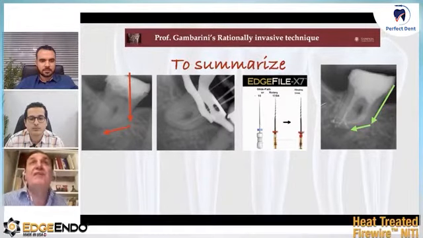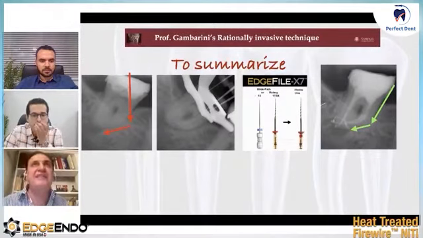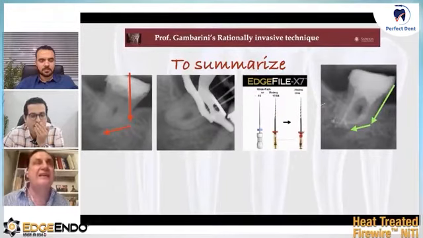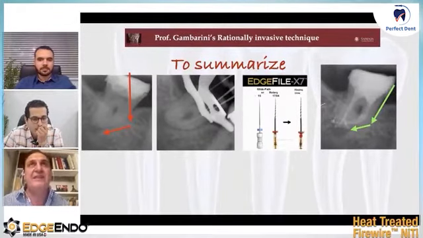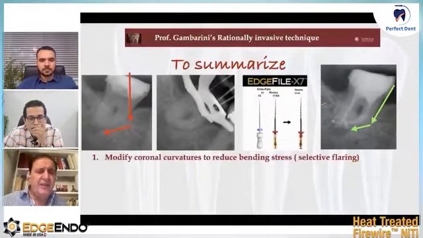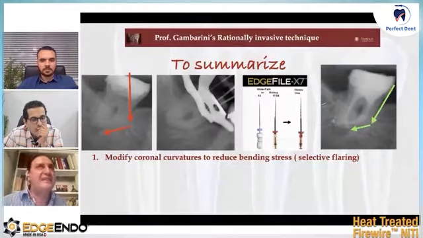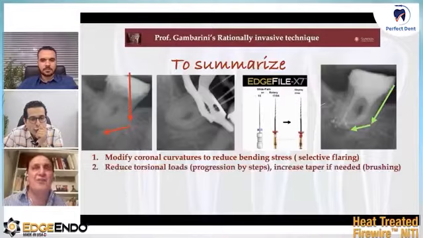If you use an orifice opener, if you use a Gates Glidden, in this case, you may run the risk of reducing the cervical depth or the cervical diameters in the dentin. So to summarize, I usually try to modify the coronal curvature, sometimes also the middle curvature, to reduce bending stress, and this I do by the selective flaring. I try to do it in 3D, and I hope you really enjoy this concept. If you try this, you will see how good it is.